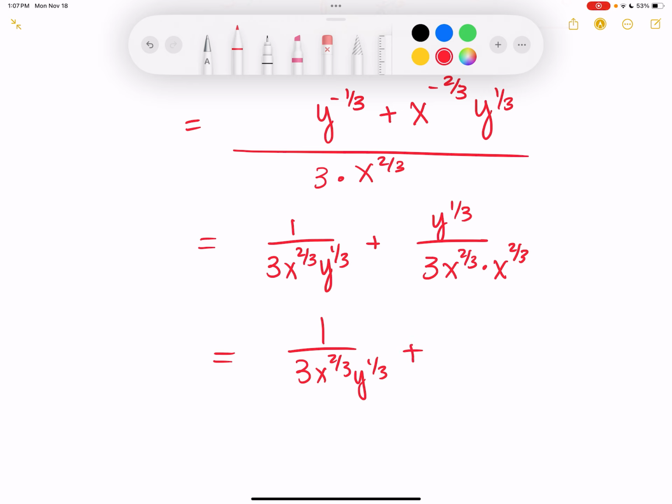I know what's happening. y to the 1/3 over 3x to the 4/3. I need a common denominator. That's why I thought my answer was weird. I was like, this is not the final answer. And it is not the final answer because I have not gotten a common denominator yet. What would I need to do to the left fraction to have a common denominator? Get rid of the y to the 1/3.